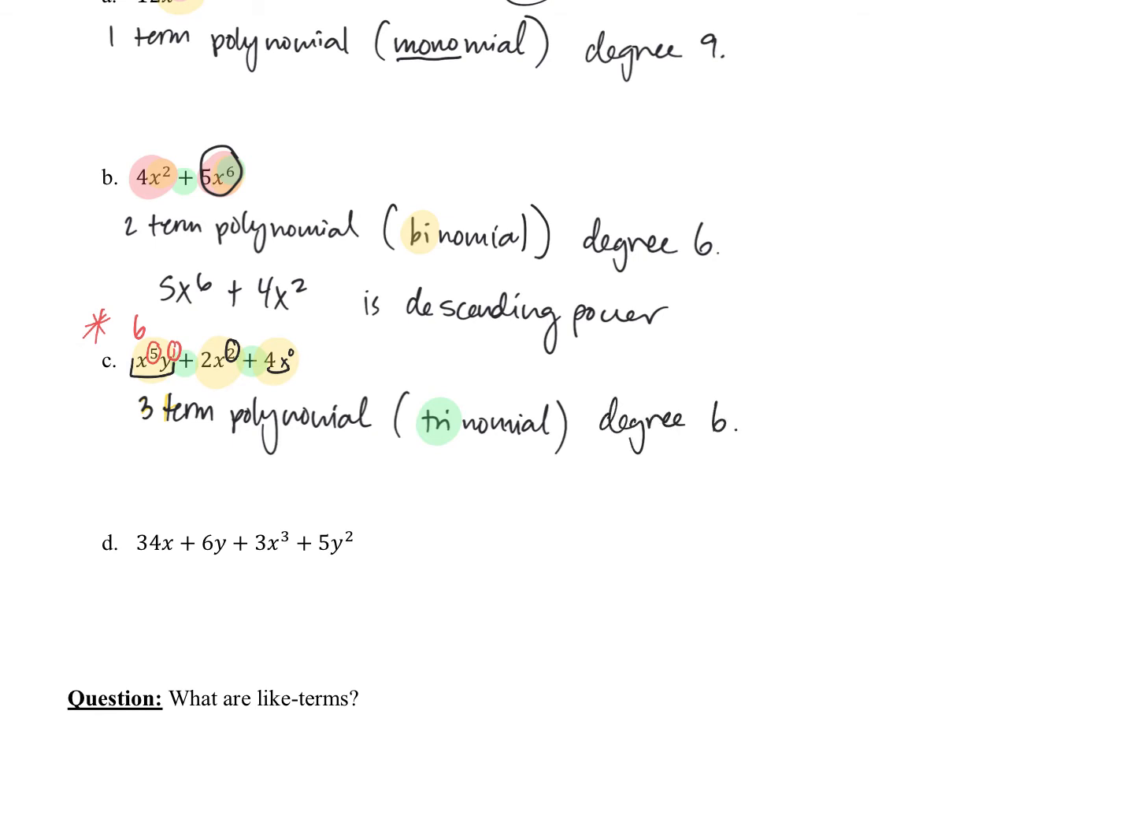So degree 6. Now rewriting this in descending power, how do we write it if we have two different variables? Well, usually you'll just go alphabetically. Since x comes before y, I'll go ahead and stick with the x to the 5th y, plus 2x squared plus 4x. We'll usually go descending in terms of the x values. That is descending.